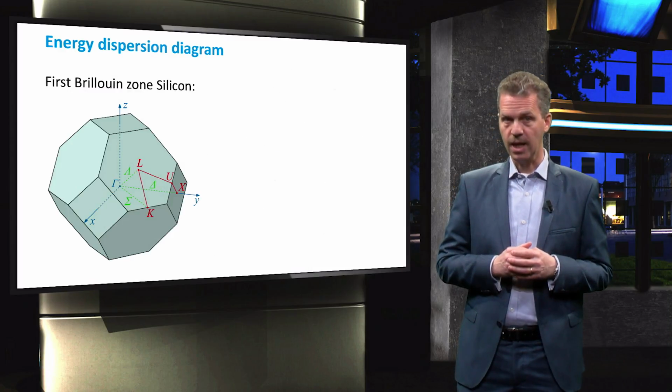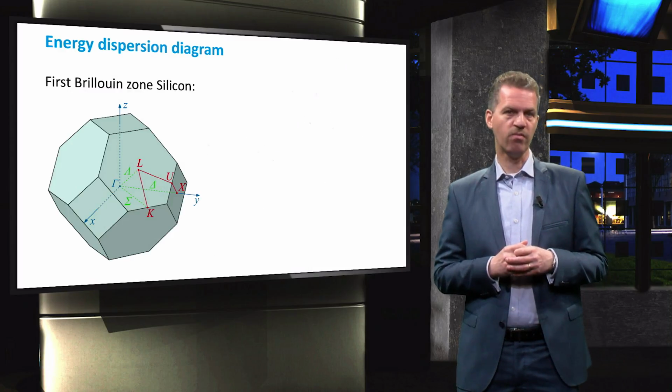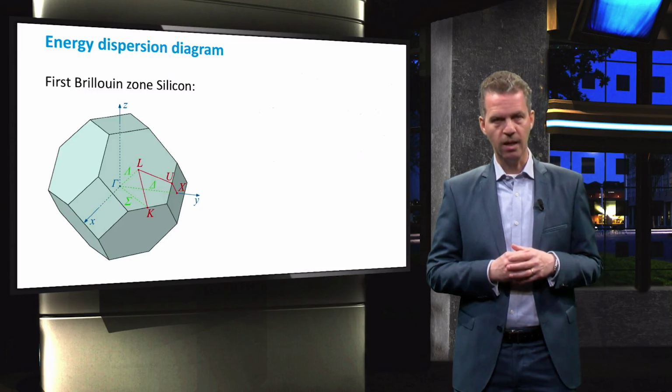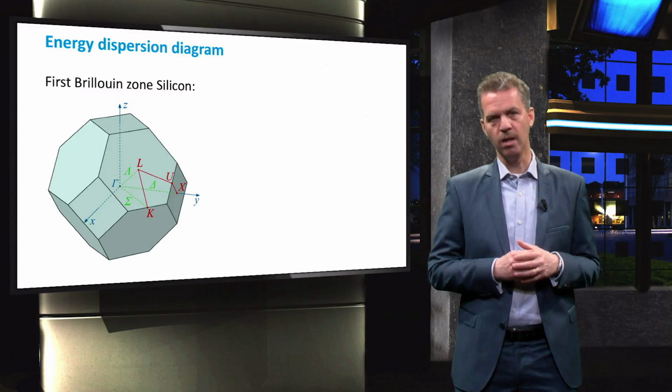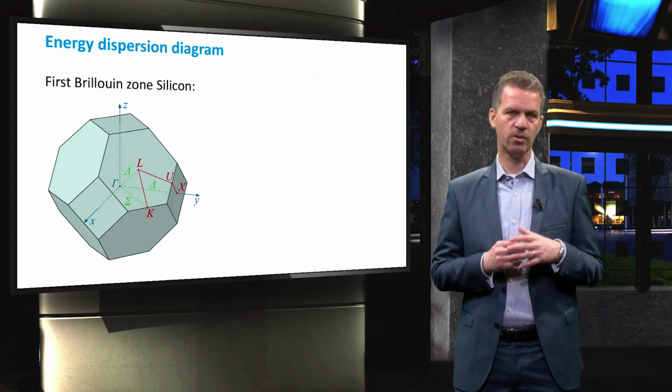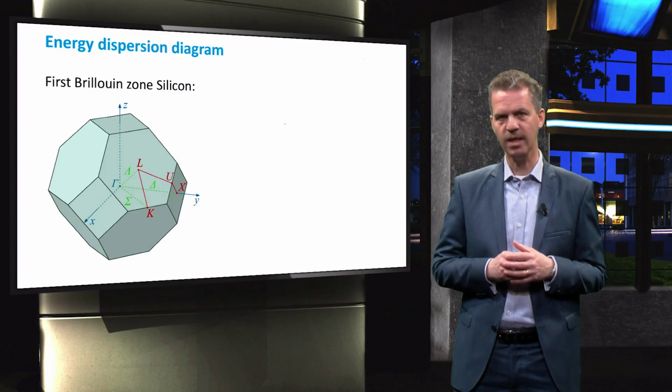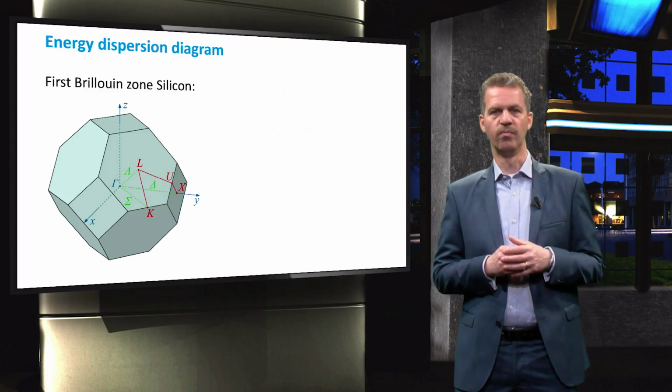The Greek letter gamma represents the center of the first Brillouin zone. The Greek letters lambda, delta, and sigma represent different directions towards specific points on the reciprocal lattice indicated by L, X, K, and U.